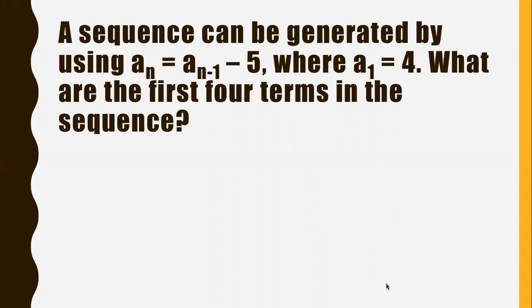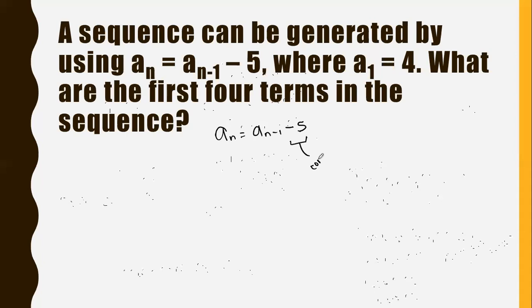A sequence can be generated by using A_n equals A_(n-1) minus 5, where A_1 equals 4. What are the first 4 terms in the sequence? Well, let's break this down. A_n equals A_(n-1) minus 5. What does this minus 5 represent? The common difference. Yes, Noah, what it's going down by. So this is my common difference.